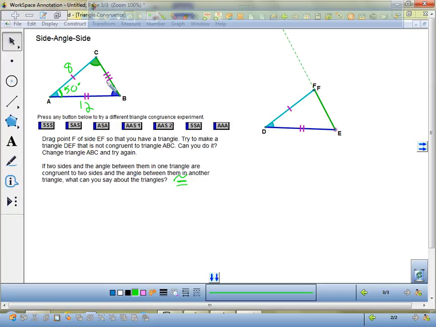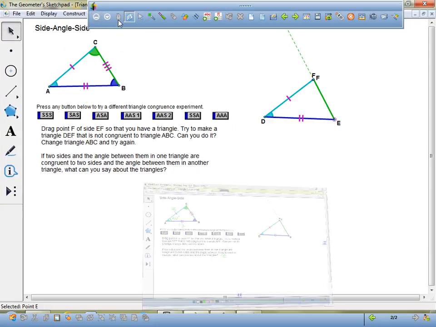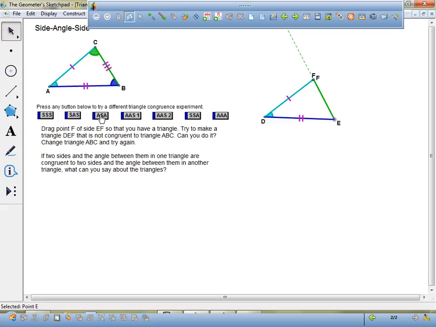Close enough. All right, so the next one I'm going to talk about, we talked about side angle side. We're not going to talk about ASA yet. Let's talk about, is that the next one in this section? I think this is the next one.